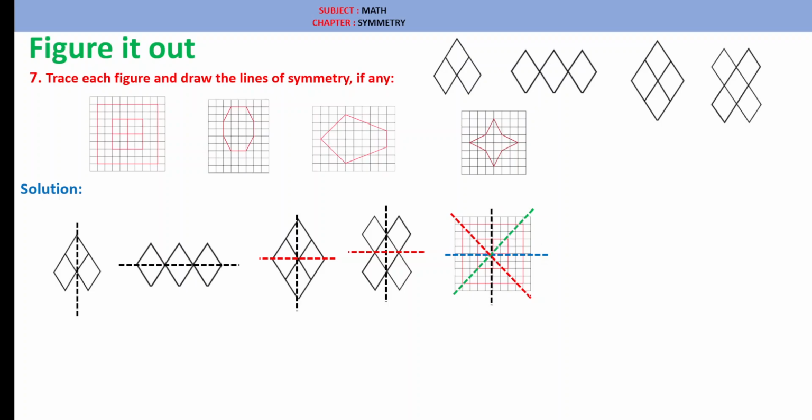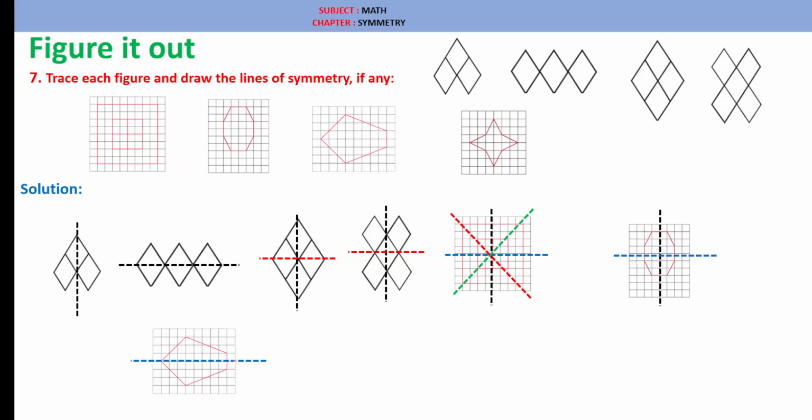1, 2, 3, 4. For the sixth one, we have 2 lines. For the seventh one, we have 1 horizontal line. For the eighth one, we have 4 lines as shown in the figure. So these are the lines of symmetry.